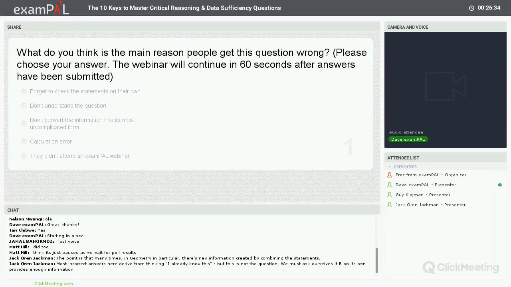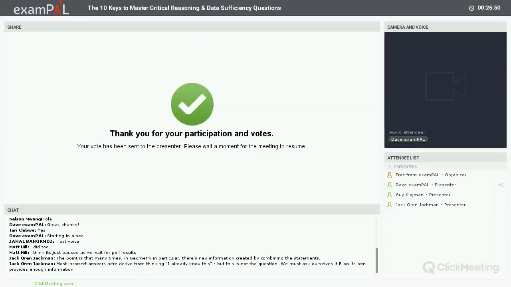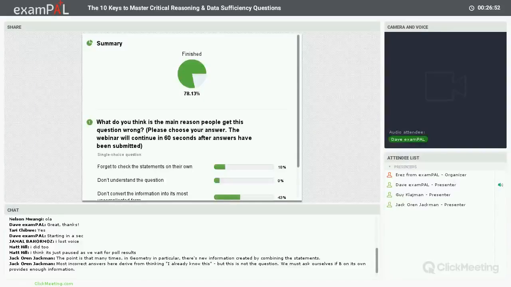All right, I'm going to give you guys another 10 seconds or so. Still a few more of you that haven't voted. But from what I can see so far, the results are pretty unambiguous, pretty clear. Okay, let's wrap it up. So this time I would say you guys saw through what I was asking, and a plurality of you answered, didn't convert the information into its most uncomplicated form.